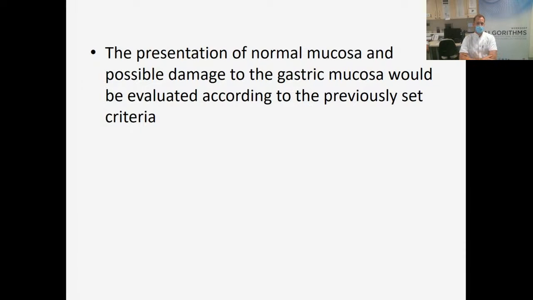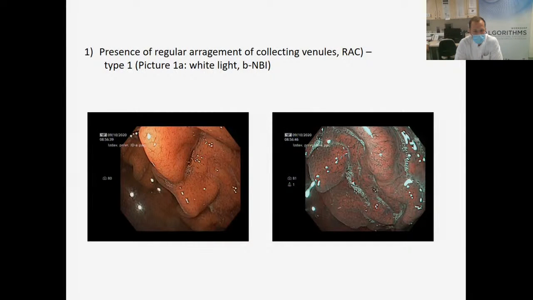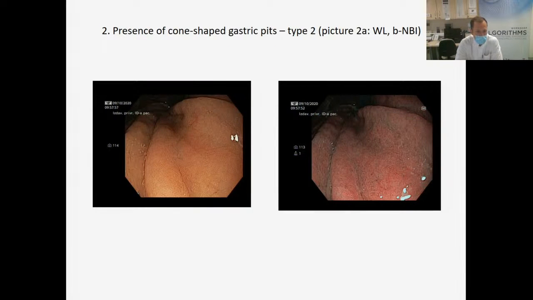So before endoscopy, we will set 5 types of endoscopic findings according to gastric appearance on white light endoscopy and narrowband imaging. So now I will present these 5 types. Next slide, please. So first type will be normal gastric mucosa without Helicobacter pylori infections, where we can see a presence of regular arrangement of collecting venules. On the left side is white light endoscopy, and on the right side is narrowband imaging endoscopy.